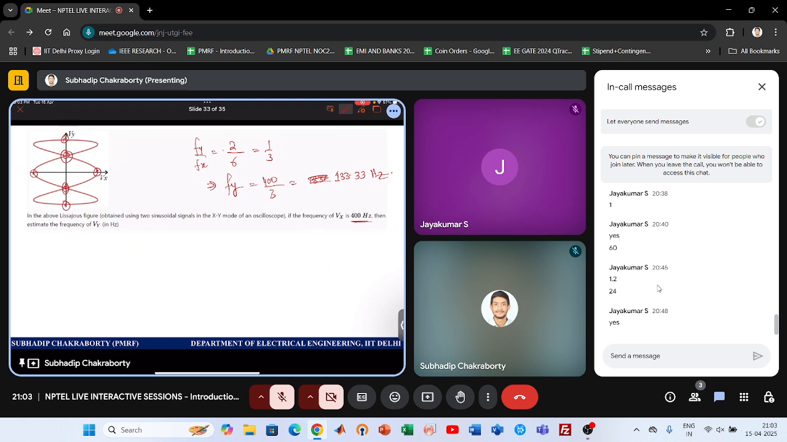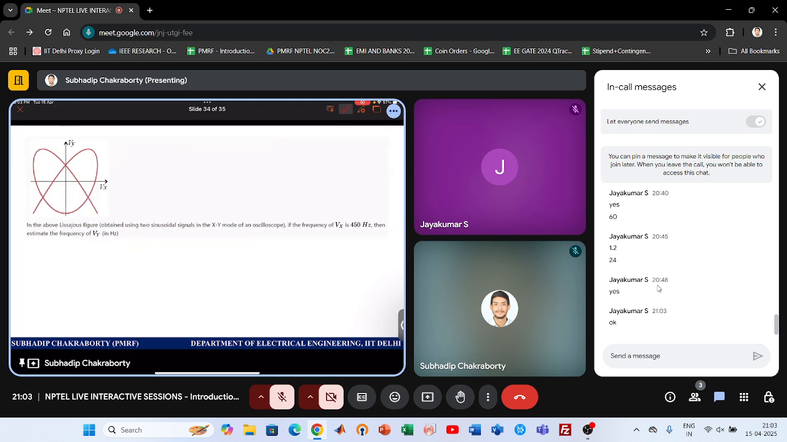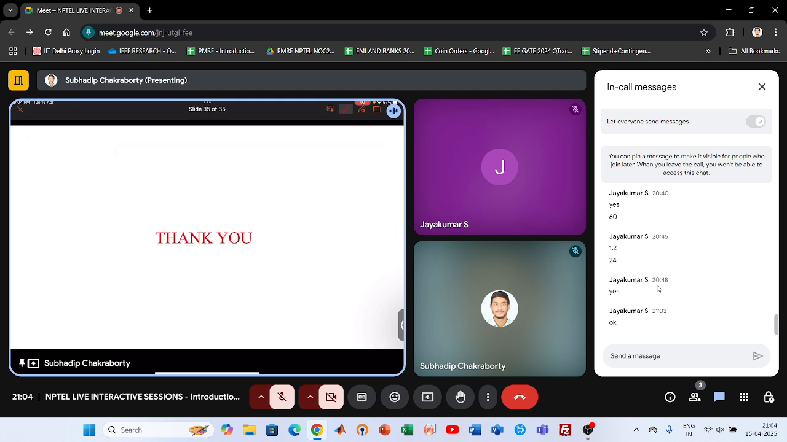These are simple, right? Similarly, for this one, you see 1, 2, 3. 3 are vertical, and 1, 2, 3, 4. 4 are horizontal. So unknown by known is horizontal by vertical, right? Then again, if it is 450, then it will come around 600 hertz, right? Because it is 150. So accordingly, you can solve the Lissajous plots.